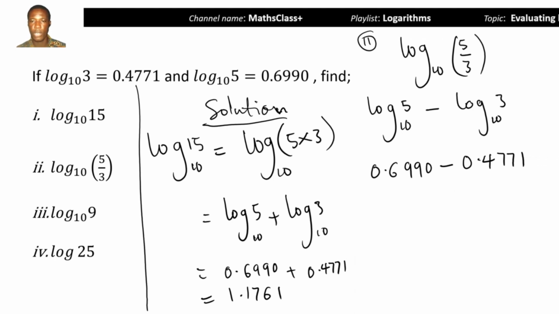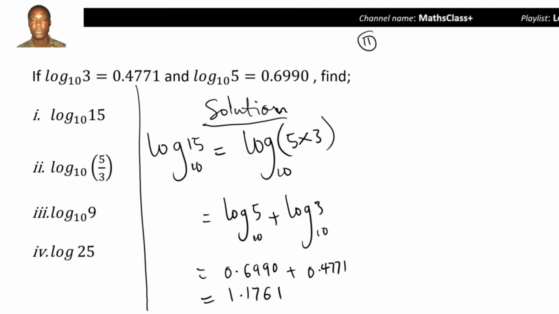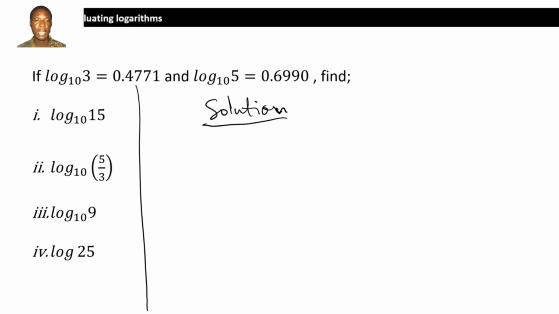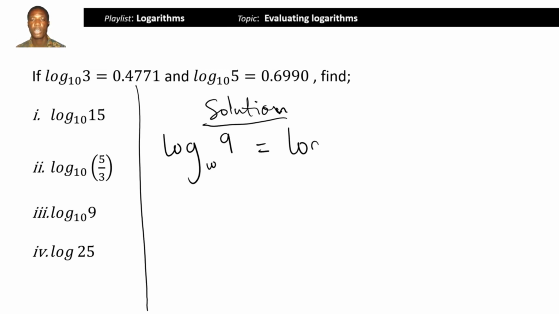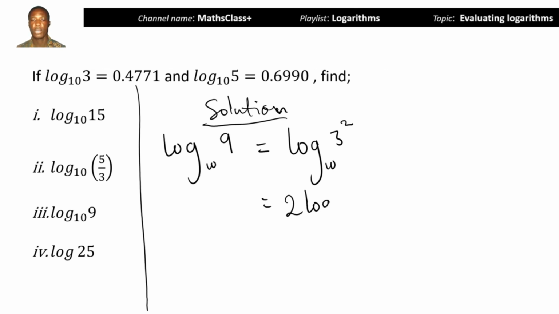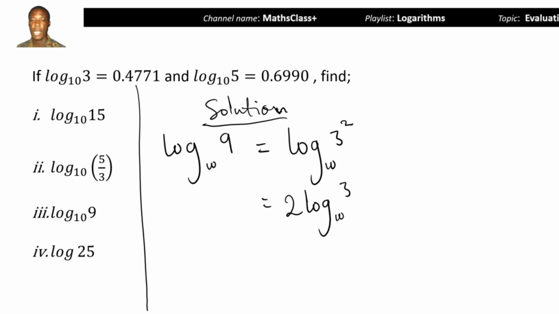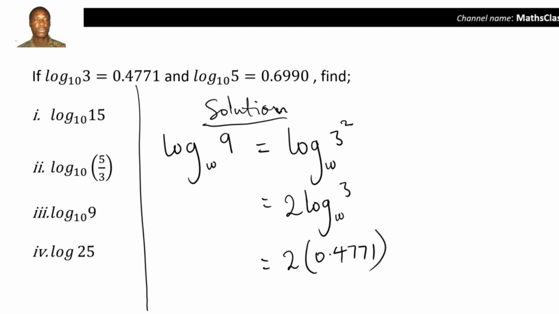Now let's quickly look at the third example. Our third example, log to the base 10 of 9, and this one can be written as log to the base 10 of 3 to the power 2, which gives us 2 log to the base 10 of 3, and then we do our substitution, which is 2 multiplying 0.4771, and that gives us 0.9542.